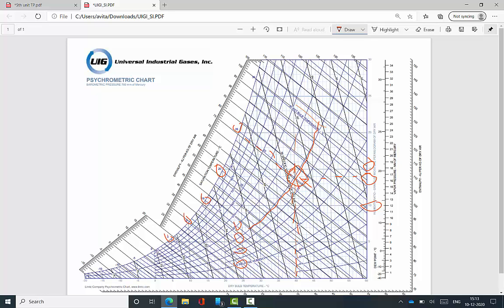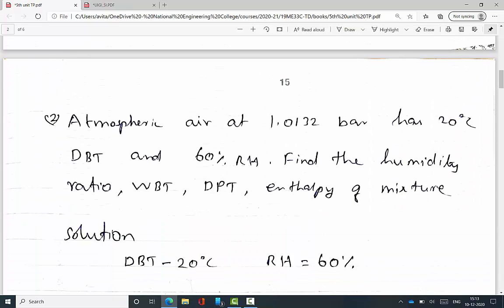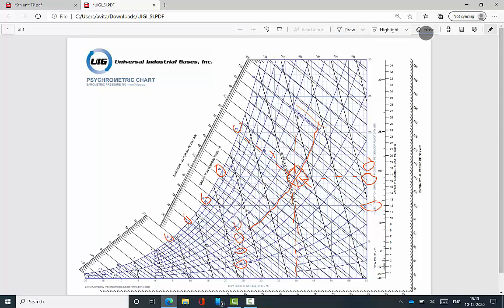This is one type of problem. Then the next problem is also similar to that problem. Once you understand this clearly, you can easily solve the fifth unit problems.